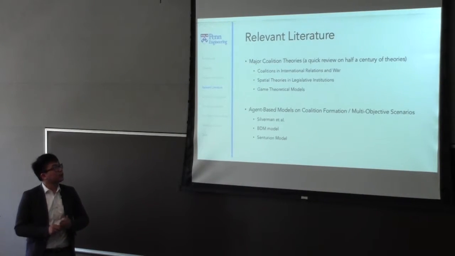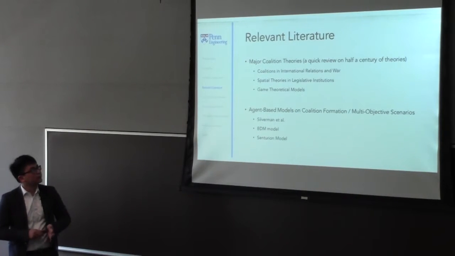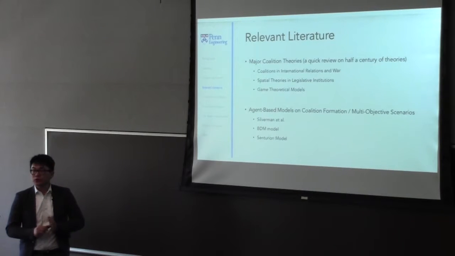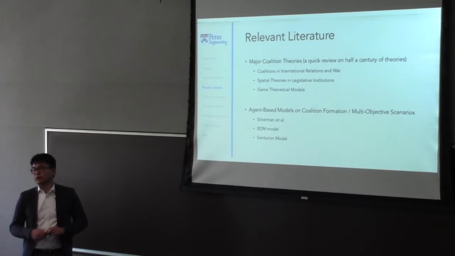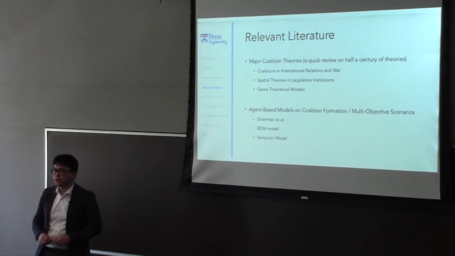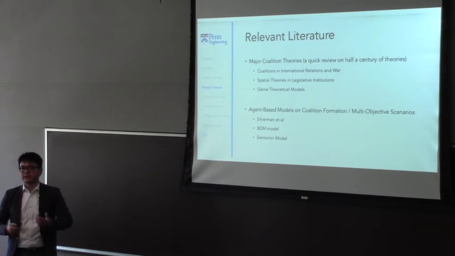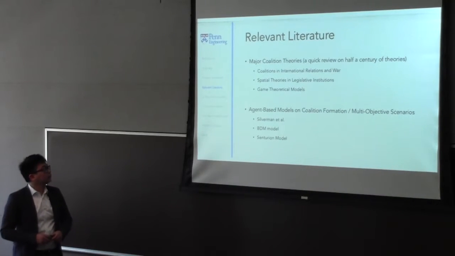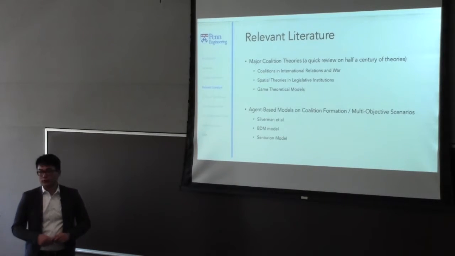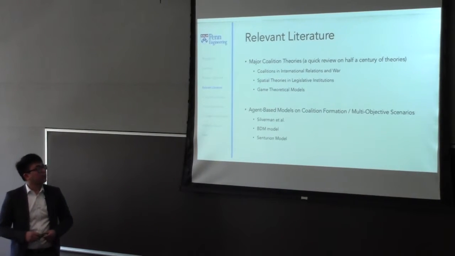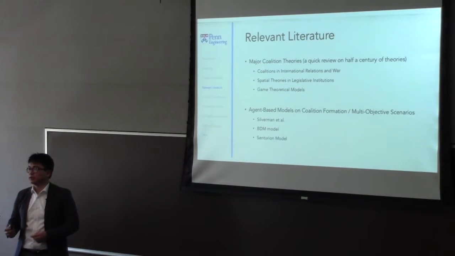The first being the coalitions in the context of international relations and war. The second being spatial theories in legislative institutions, where we talk about ideology and objectives. The third being game theoretical models, which is slightly more recent, and there are a lot of interesting concepts like stability, the core, and consistent sets. And then we'll briefly touch upon three fairly recent and very important agent-based models that touch upon the topic of coalition formation in multi-objective scenarios.